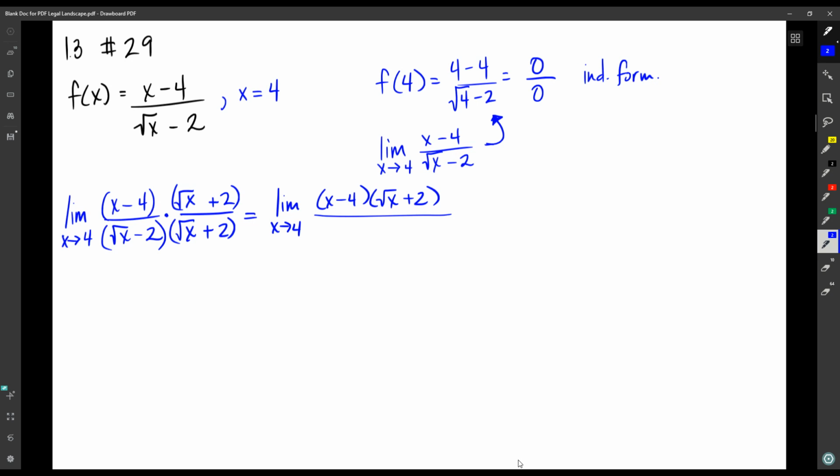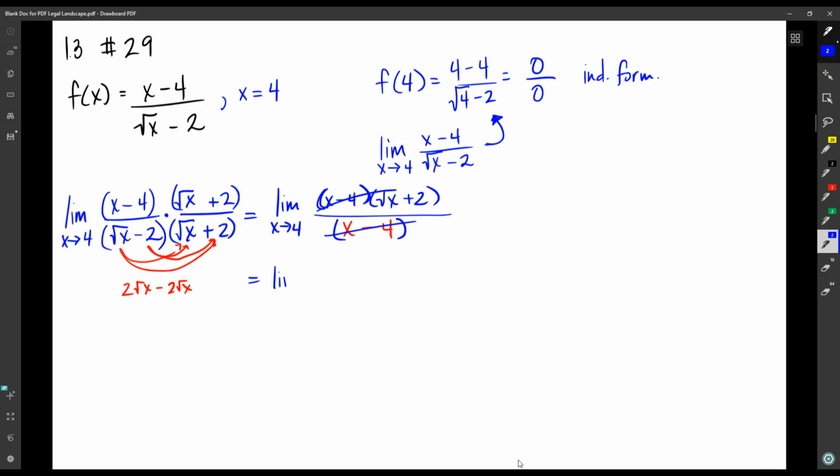And then in the denominator, watch what happens. We have root x times root x, that's x. We have root x times 2, which is 2 root x. We have negative 2 times root x, which is negative 2 root x. And 2 root x minus 2 root x make 0, don't they? So then finally, we have negative 2 times positive 2, which is minus 4. And watch this. We have an x minus 4 in the numerator. We have an x minus 4 in the denominator now, and those factors cancel.